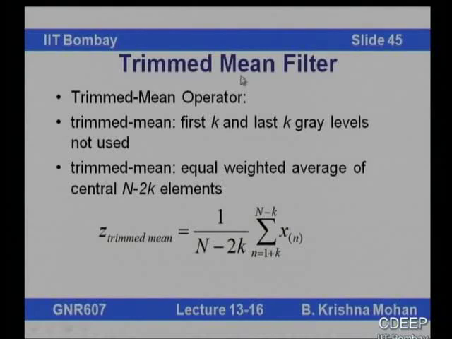Just one more example, trimmed mean filter. So, if you take the pixels within the neighborhood, the extreme few brightnesses are ignored and the middle ones alone are taken for averaging. This is similar to the k nearest neighbor averaging. So, for example, out of say 9 pixels in a 3x3 neighborhood, you may leave out the smallest 2 and largest 2 and limit the averaging to the middle 5. That is one example you can have.